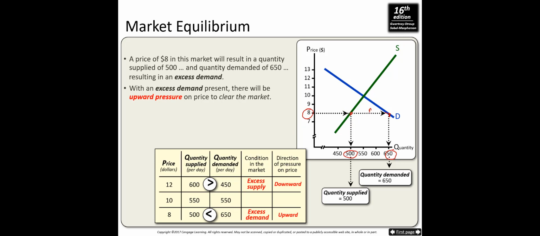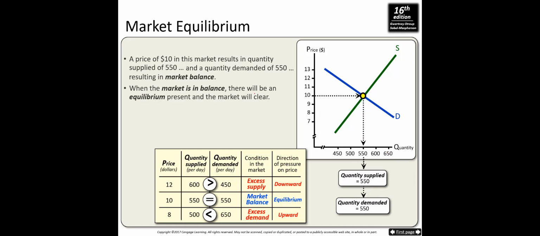While prices are increasing, the existing firms increase their capacity. New firms are entering the market. Quantities are increasing while the prices are increasing. At the same time, the demand is decreasing. Some people who do not value a calculator at more than $8 are going to leave the market until we reach this point, right? At 550 units, we have the equilibrium price and equilibrium quantity. So a price of $10 in this market results in a quantity supplied of 550 and a quantity demanded of 550, resulting in market balance. When the market is in balance, there will be an equilibrium present and the market will clear.